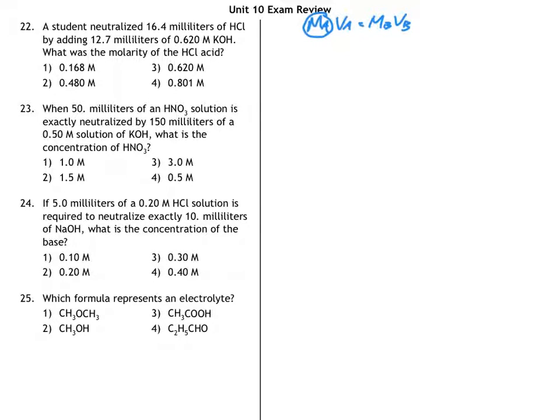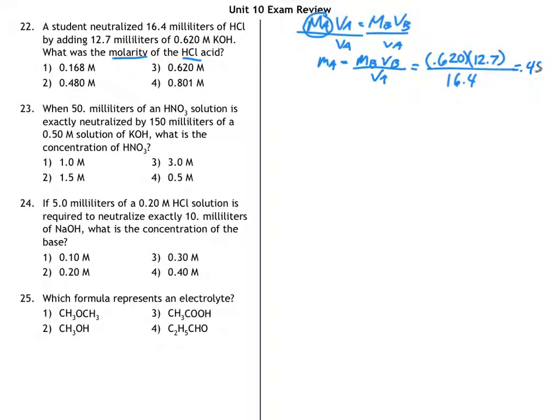So I was able to determine from the question when they asked what's the molarity of the HCl that they're looking for MA. So I'll start isolating that now. Apparently MA is going to be equal to MBVB over VA. So I just ran those numbers, and I got the answer 0.480 molar. So, of course, the best answer choice is choice 2.